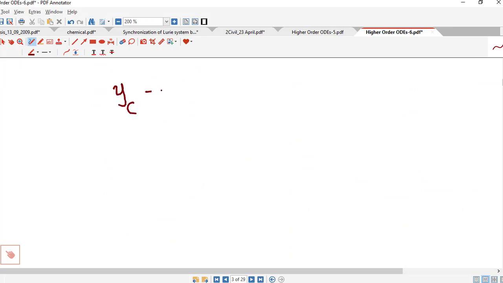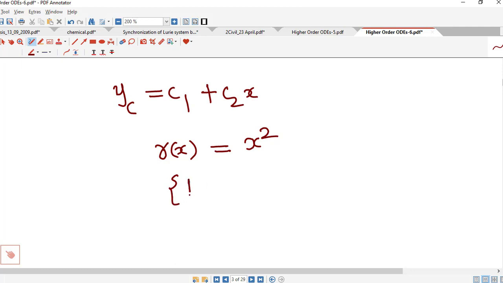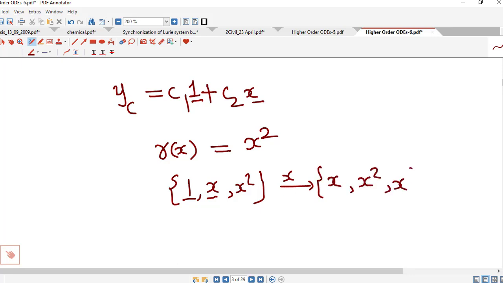Suppose the complementary function is say c1 plus c2x, and suppose the right hand side function is say x, or suppose x square. Now the family of derivatives corresponding to x square is 1, x, x square. Now if we check here, c1 we can write as c1 into 1 plus c2 into x. So 1 and x are present in the complementary function also, so we multiply this family by x, so we have x square, x cube.